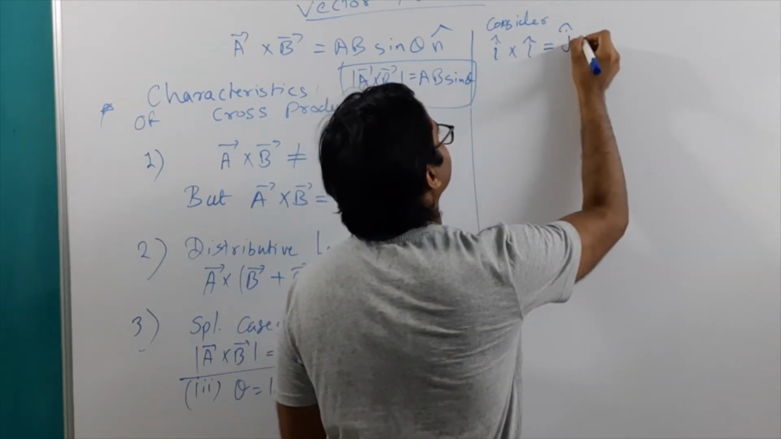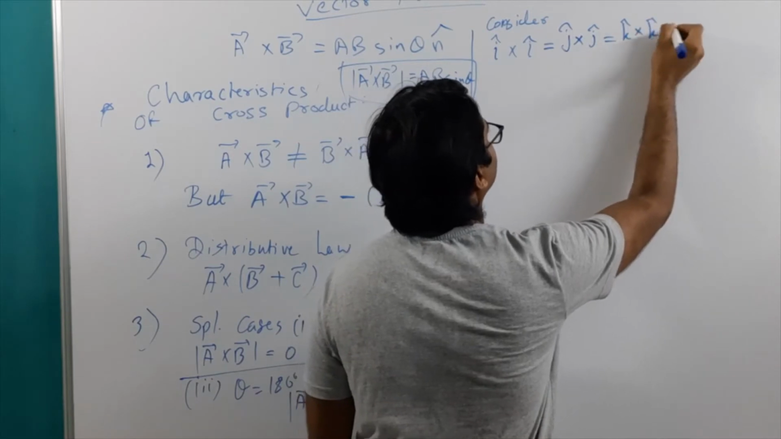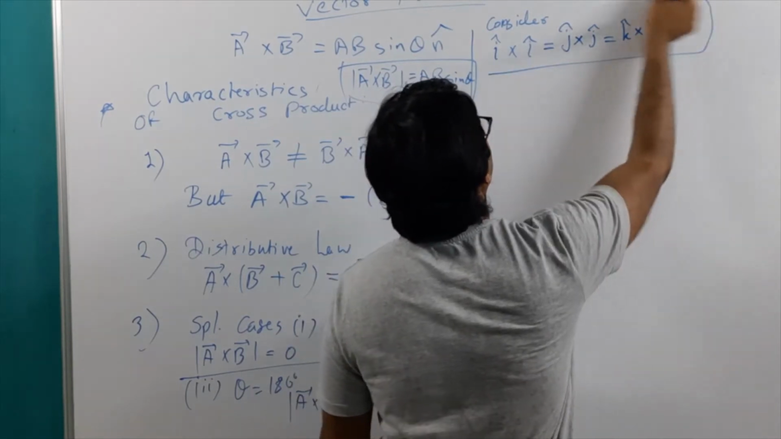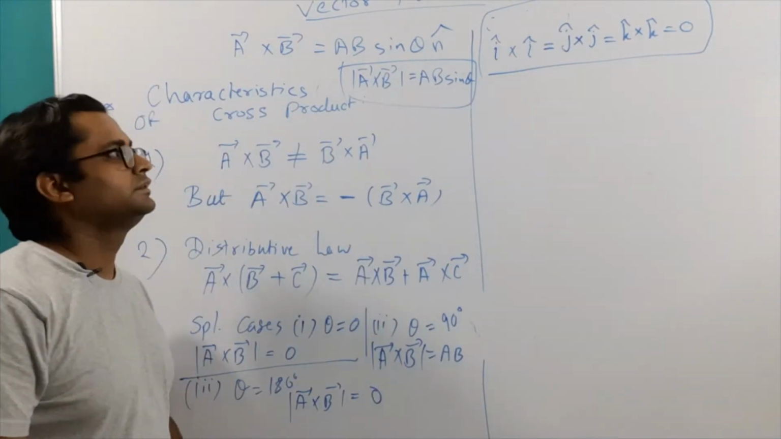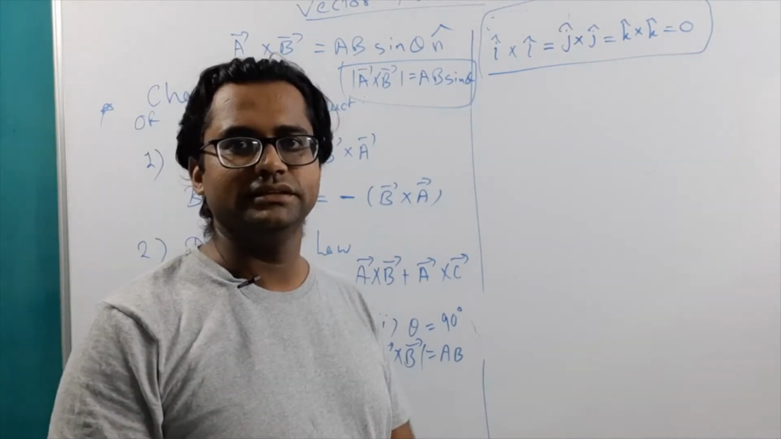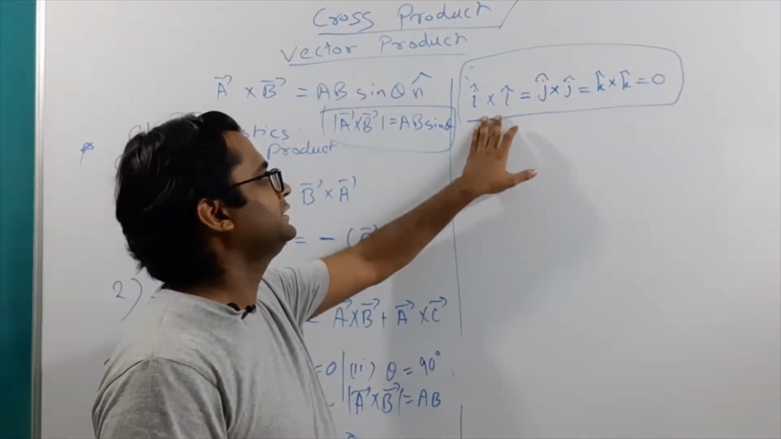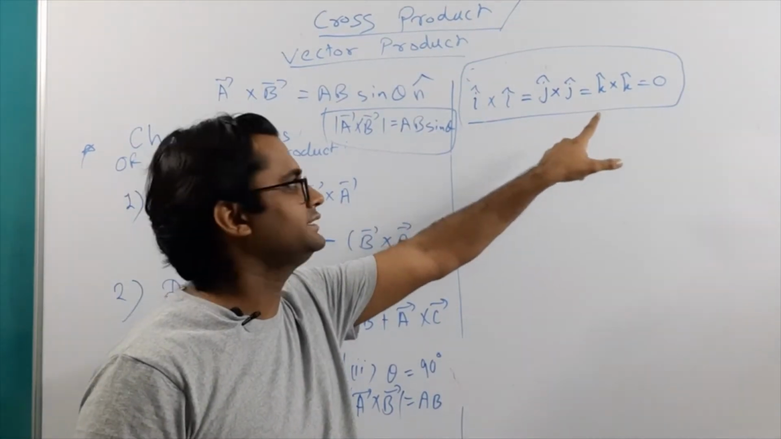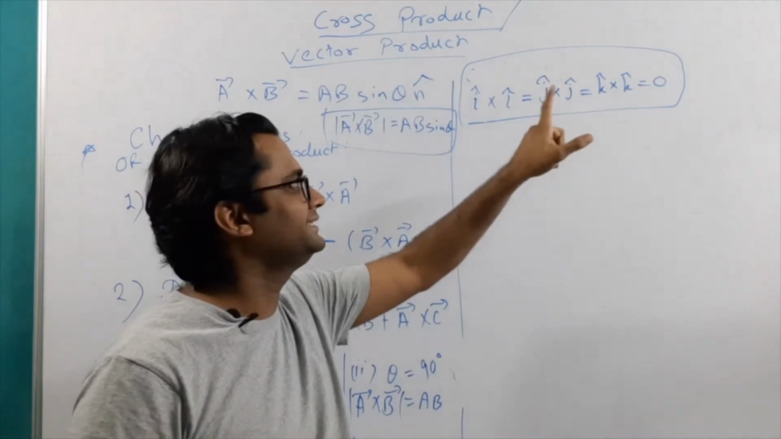Similarly, j cap cross j cap is 0, and k cap cross k cap is also 0. You have to remember this result. This is an important result. I cap cross I cap, j cap cross j cap, and k cap cross k cap is 0. So remember this result: I cross I, j cross j, k cross k. Cross product of a unit vector with itself is 0.